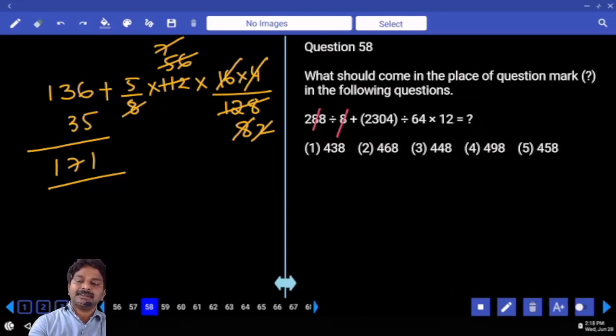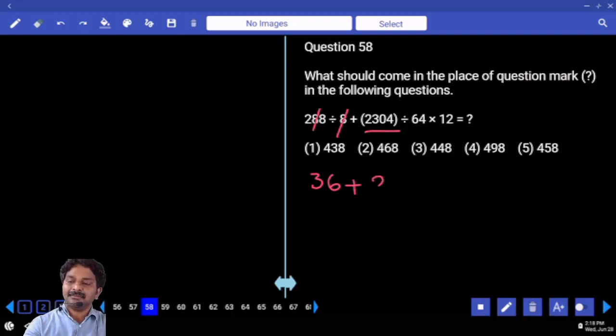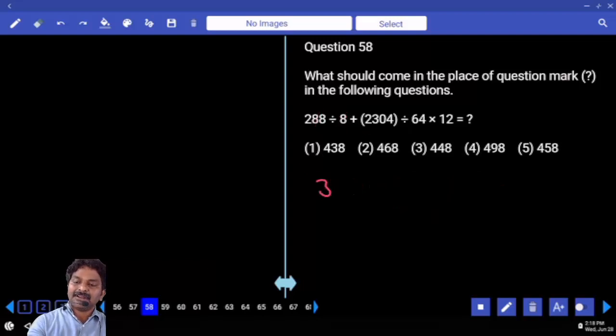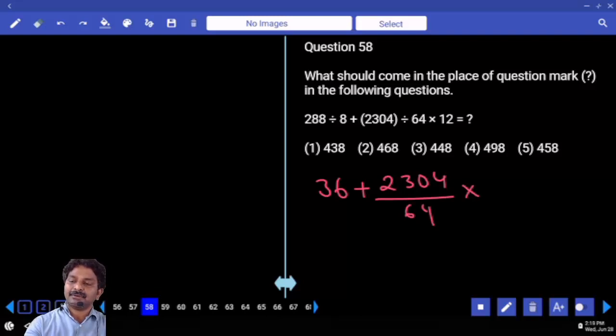8. 3 times. 24. 6 times. Plus. Now 2304. Can we identify it as a square value? Otherwise leave it like that. 2304 divided by 64 into 12. So now 4 3 times. Otherwise, after writing this step, I am not going with any cancellation. 36 plus 2304 divided by 64 into 12.